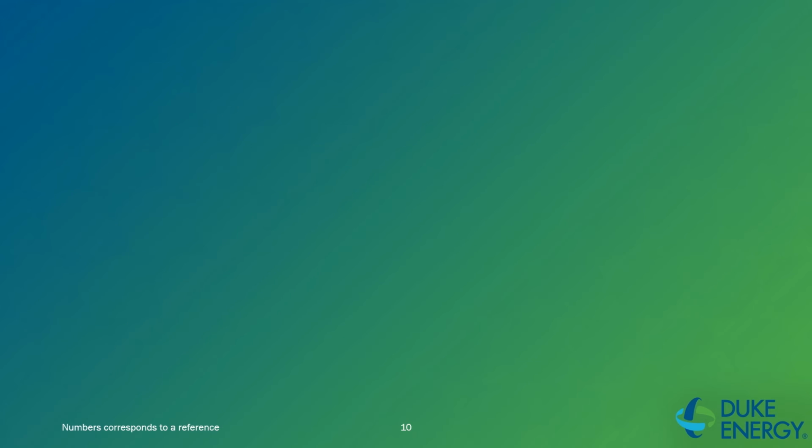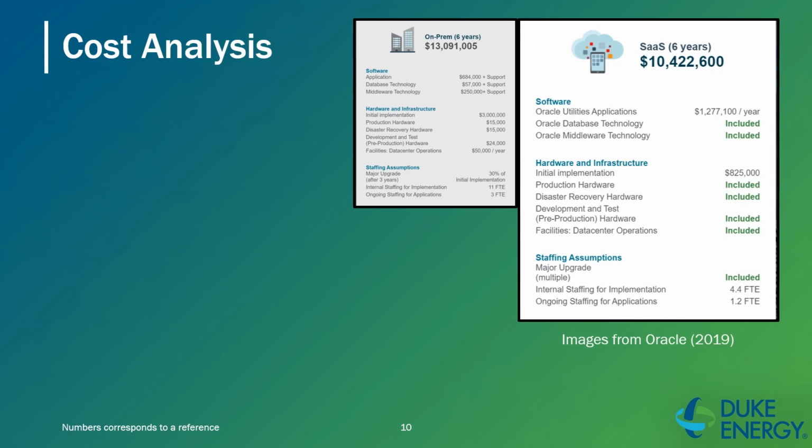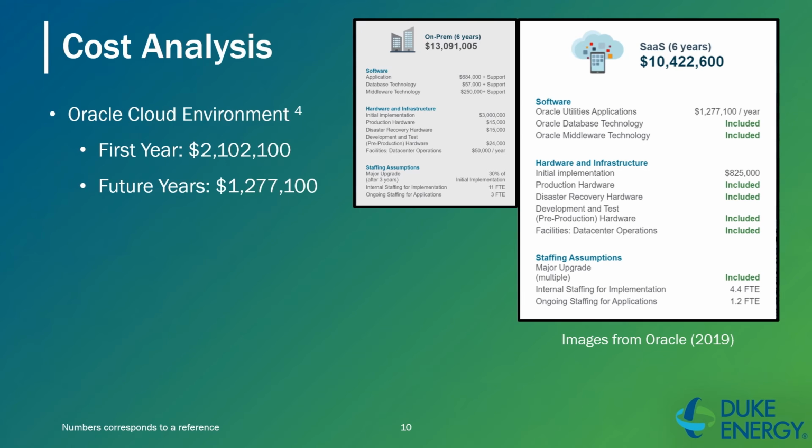A primary factor on executing any plan is the cost behind the process. For Duke Energy, the initial setup for this Oracle Cloud environment will run approximately $2,102,100 for the first year and $1,277,100 each year after, as shown by the visual. This includes all other technologies and products from Oracle needed for the system along with major upgrades.